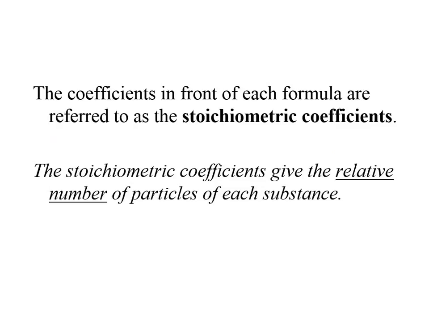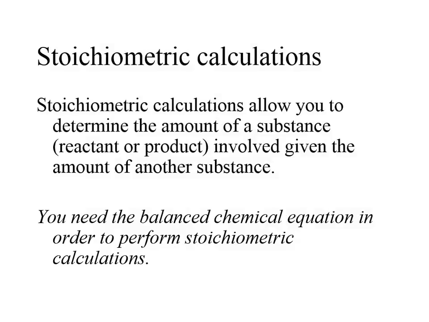So when you balance an unbalanced equation, putting the right set of stoichiometric coefficients there, you are saying the relative amounts of reactants and products. So stoichiometric calculations make use of your stoichiometric coefficients.